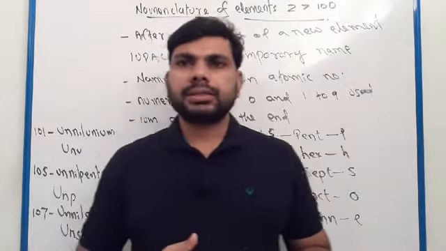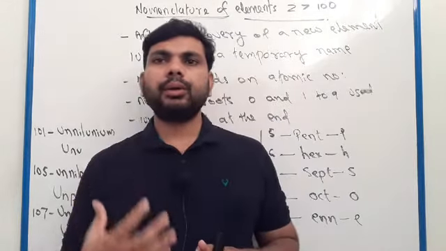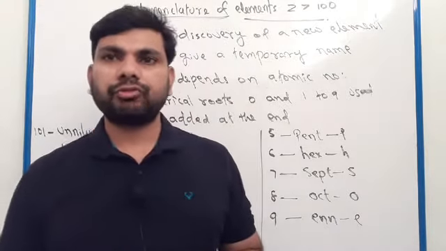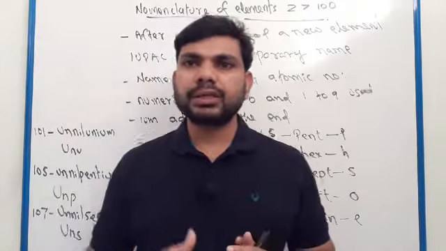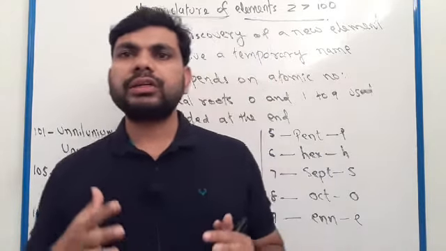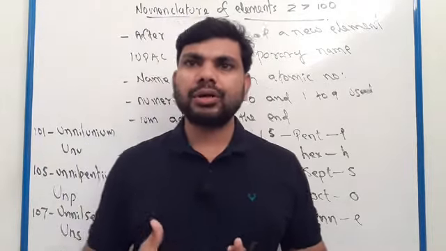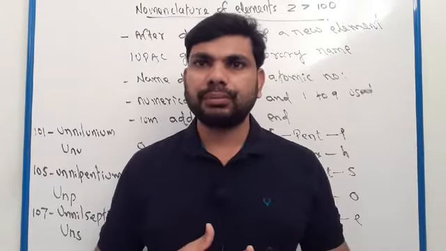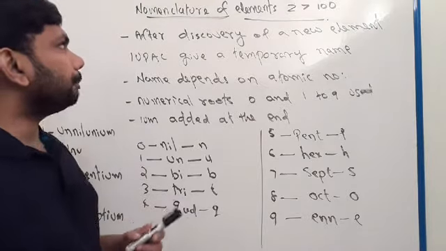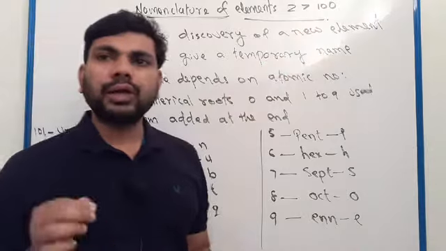Welcome to chemistry classes. In this video we are going to discuss the naming of elements with atomic number greater than 100. Also we will discuss electronic configuration, subshell electronic configuration and the periodic table. Okay, so first we have to check the nomenclature of elements with atomic number greater than 100.